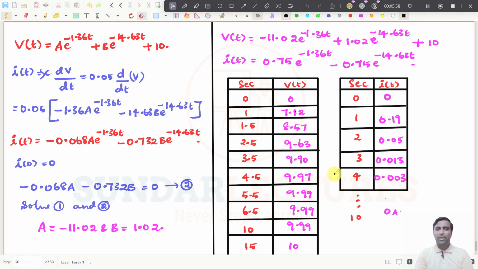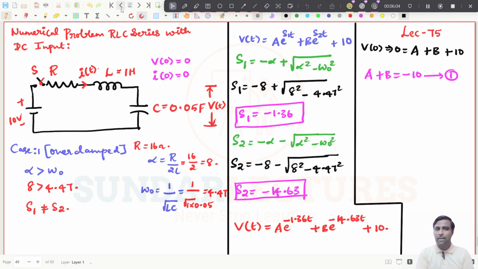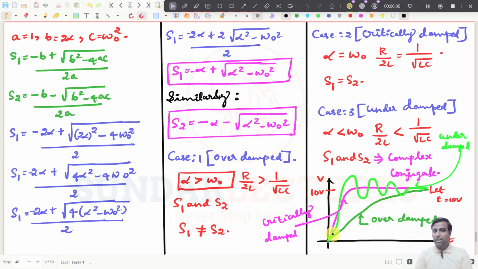So how will you compare this overdamped condition? You can go for the critically damped condition. What happens if it is critically damped? See here, the overdamped takes a long time, right? For example, if this is 5 volt, the overdamped condition will take around 2 seconds, then at 1 second itself, the critically damped condition gets to 5 volt. That is the whole idea.